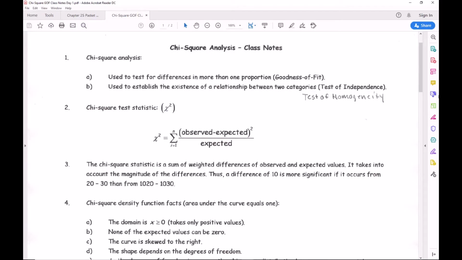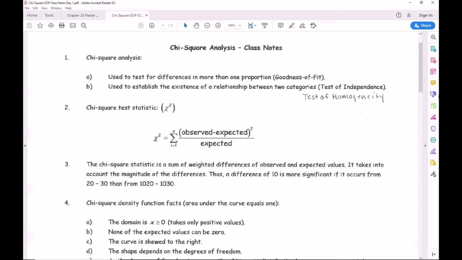And it's chi-square analysis. It looks like chi, but it's pronounced chi. And it's a way for us to make comparisons between multiple proportions. So you're probably thinking, well, we already did a chapter on proportions, a 1 proportion z-test, 2 proportion z-test, but this is for 2 or more.